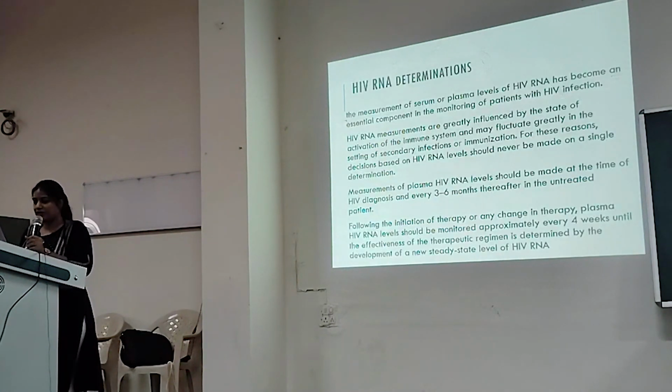HIV RNA determinants. HIV RNA measurement is mainly dependent on activation of the immune system, and it fluctuates with secondary infections and immunization. So we should not base our diagnosis solely on HIV RNA levels. Like the CD4 count, HIV RNA levels also help in assessing the prognosis of the patient. They should be monitored at the time of diagnosis and every 4 weeks until the effectiveness of ART is established.